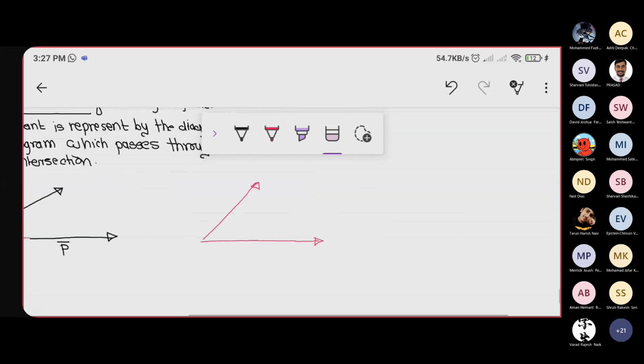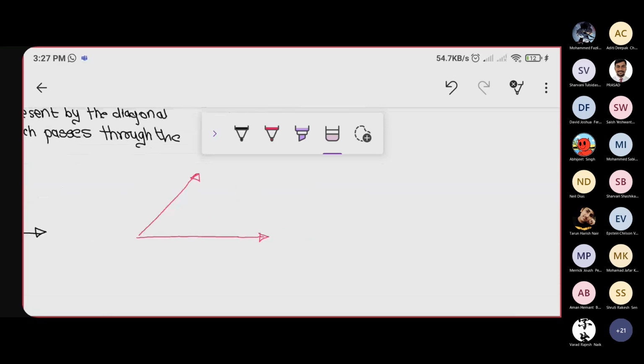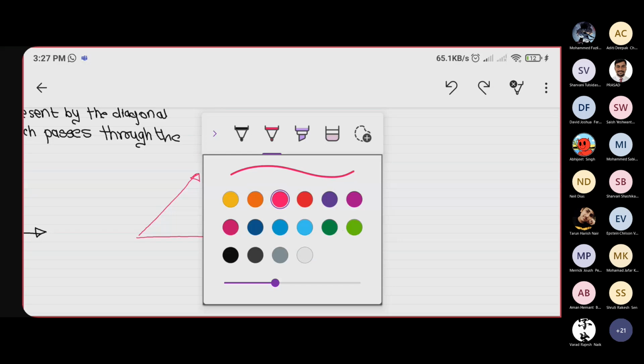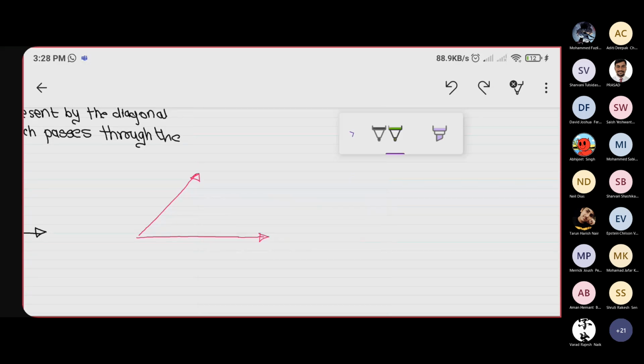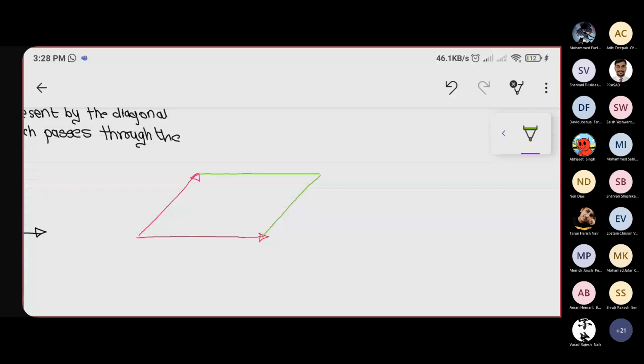Now, what they are saying is that two forces are represented by two sides of a parallelogram. Parallelogram means sides are parallel with each other, angles are not 90 degrees. So now let's complete the parallelogram. Okay, we have completed it.